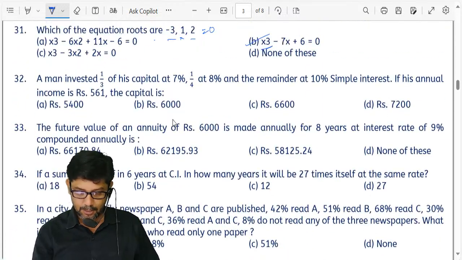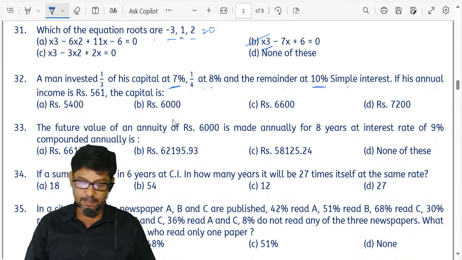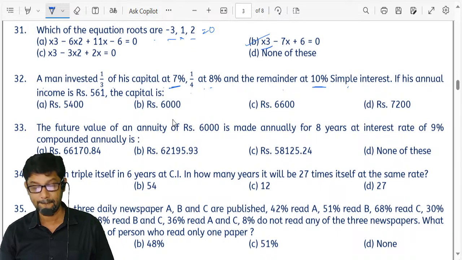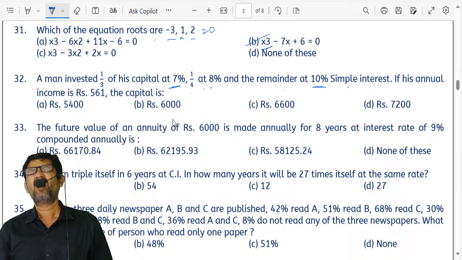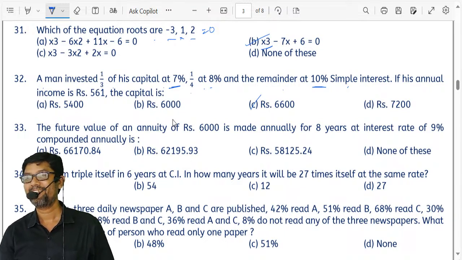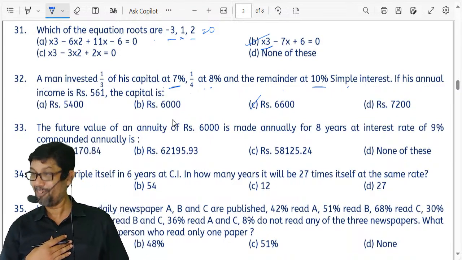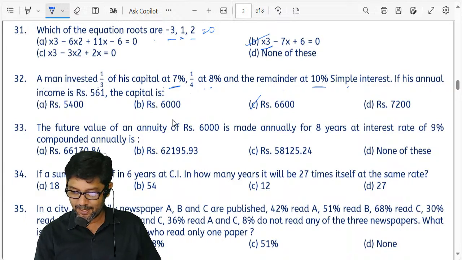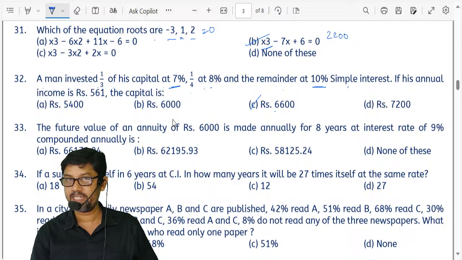Next. A man invested 1/3 of his capital at 7%, 1/4 at 8% and the remainder at 10% simple interest. If his annual income is 561, the capital is. I feel the answer is 6,600. That directly you took. How did you mark it? Look, 1/3 of 6,600 is what? 2,200. Next, 1/4 of 6,600.